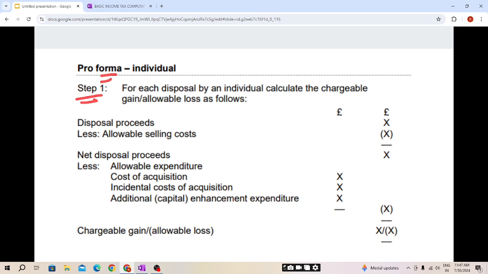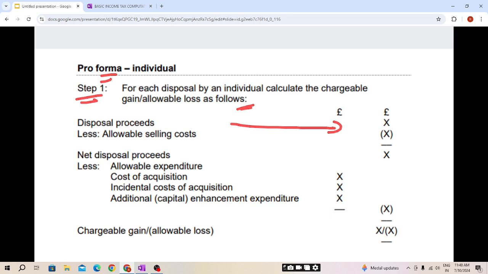This is the format for calculating the disposal or the chargeable gains or allowable loss for each chargeable asset. So step number 1, for each disposal by an individual, calculate the chargeable gains and allowable loss as follows. This format you need to learn, students, so that we can calculate the chargeable gains or allowable loss for each individual chargeable asset. So first, disposal proceeds.